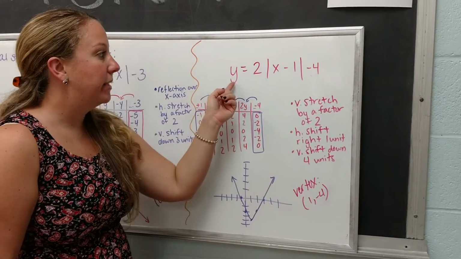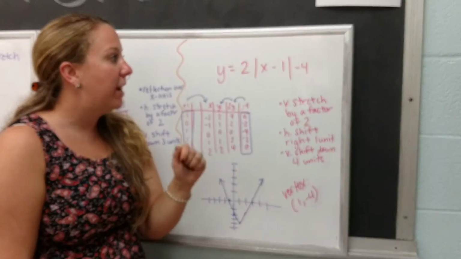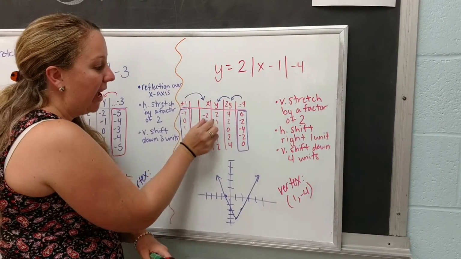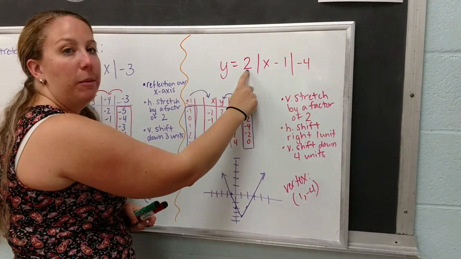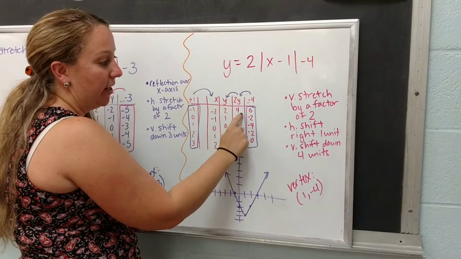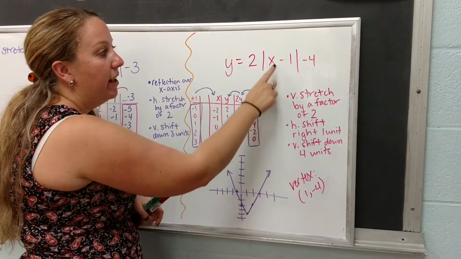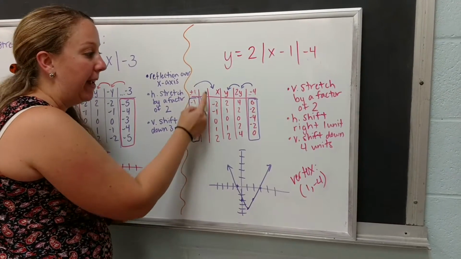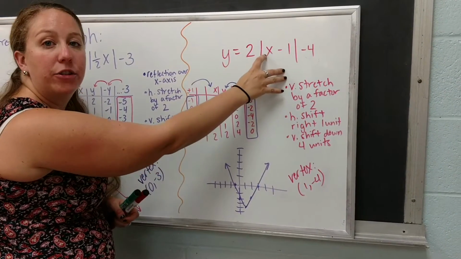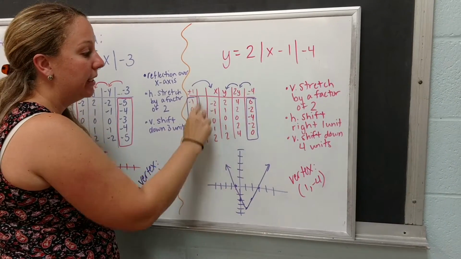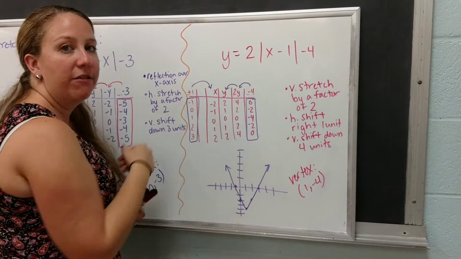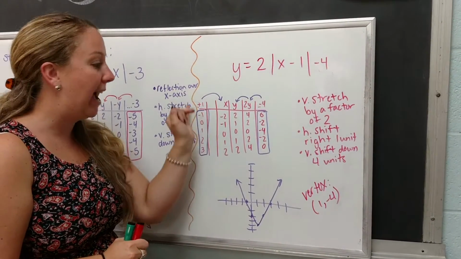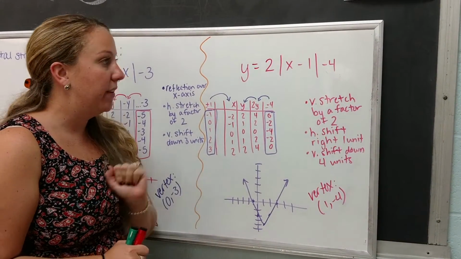Our second example says y equals 2 times the absolute value of x minus 1 minus 4. So I started here with x and y, and I multiply all my y's by 2. So that's where I get 4, 2, 0, 2, 4. And I added 1 to all the x's. This column is left blank because there's not a horizontal stretch or shrink this time. That would go in this column, but there's no number right in front of my x there. So I leave it blank and I use my x column to add 1 to. And that's how I got those values.